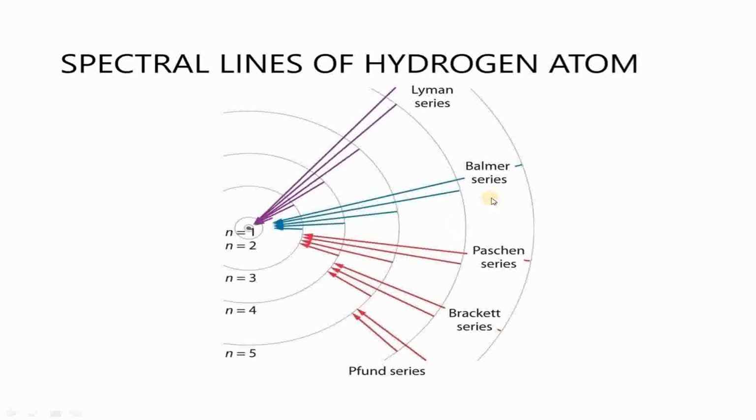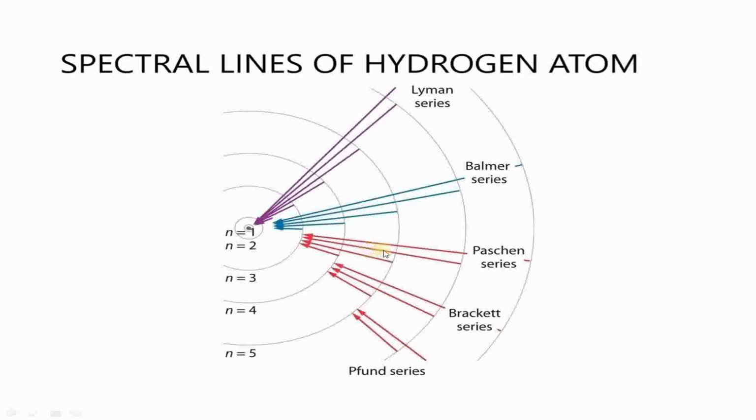The second series we call the Balmer series. Here electronic transition takes place from n equal to or greater than 3 to n is equal to 2. Whatever photons are emitted, they belong to the Balmer series. The Balmer series belongs to the visible region of the electromagnetic spectrum. So this is nothing but the Balmer series.